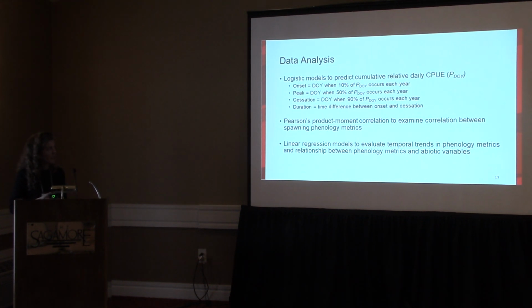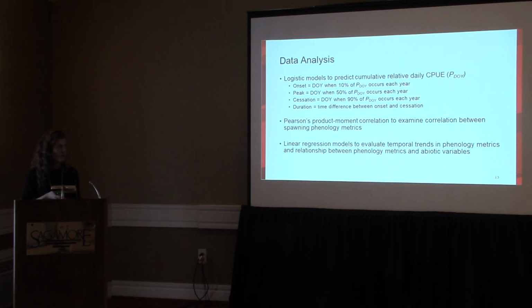Getting into the data analysis, so I use logistic models to predict the cumulative relative daily catch per unit effort, or PDOY. Onset of spawning is defined as the day of year when 10% of PDOY occurs per year. Peak spawning is when 50% of PDOY occurs each year. Cessation is when 90% of PDOY occurs each year. And then the duration is the time difference between onset and cessation.